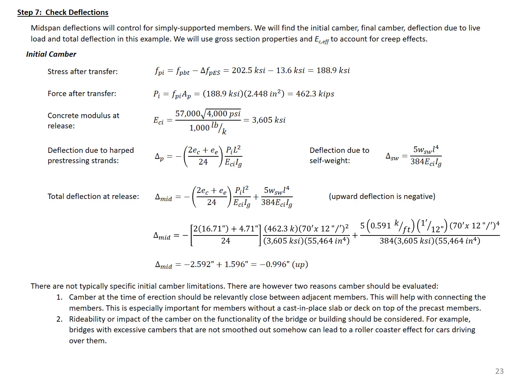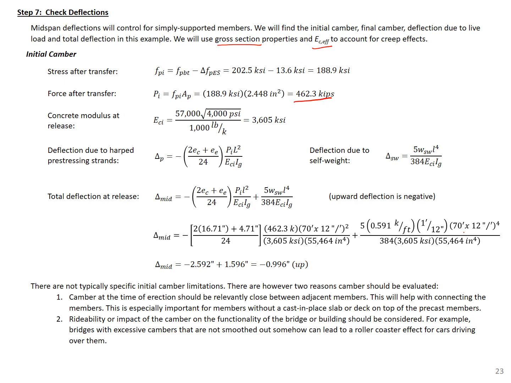The last check that we're going to do in this example is we're going to check our deflections. We'll find our initial camber, we'll find our final camber, we'll find our deflections due to our sustained loads and also our live loads. And in the example, we're going to use all gross section properties, and we'll account for our long-term effects with our Ec effective. For initial camber, we need to find our force after transfer, which we've done already. I'm just showing it again here.